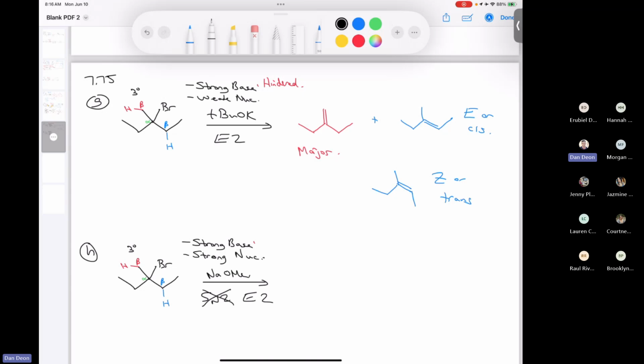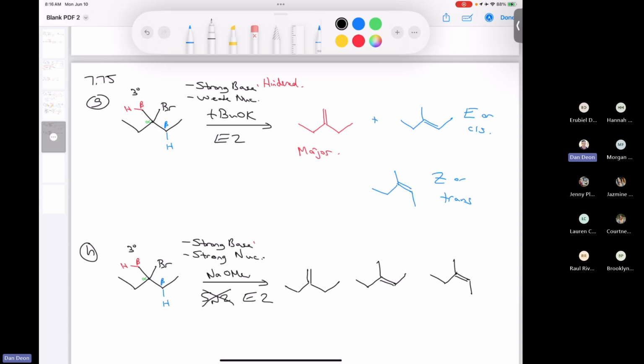So I'm just going to scribble them down here instead of copying and pasting them. Here is the Hoffman product. Here's one of the Zaitsev products, and the other one is this compound. There we go. So we end up with these 3 compounds.